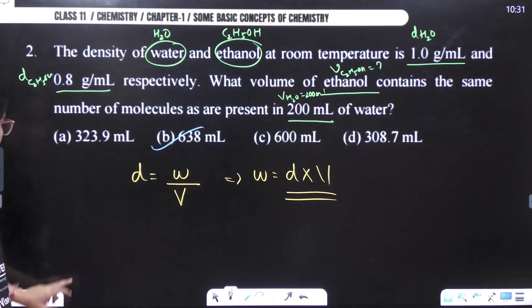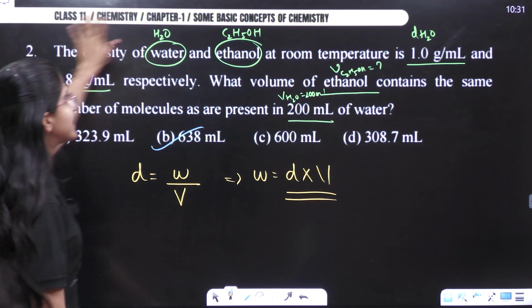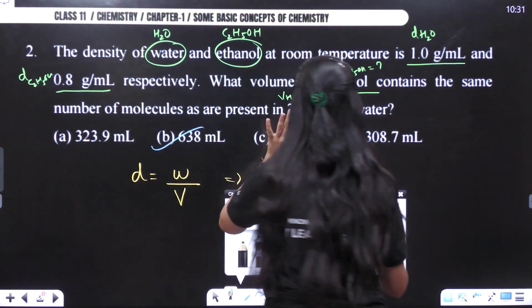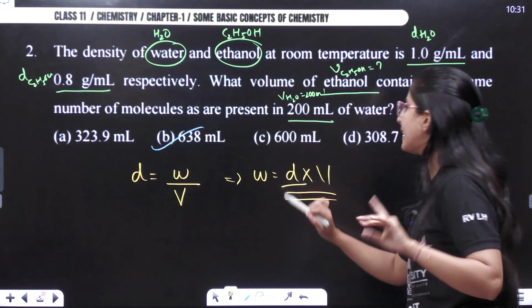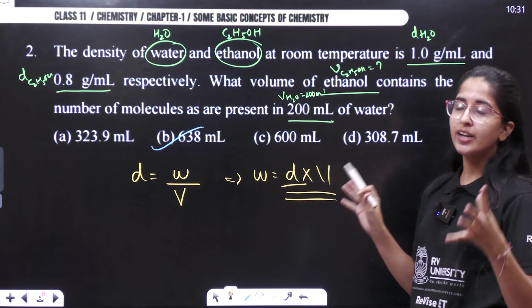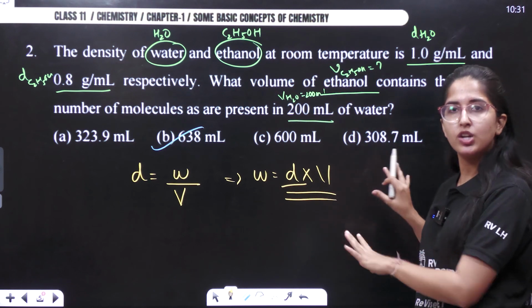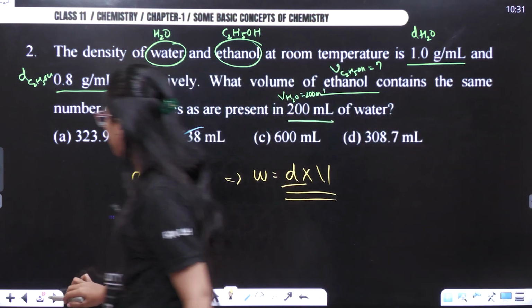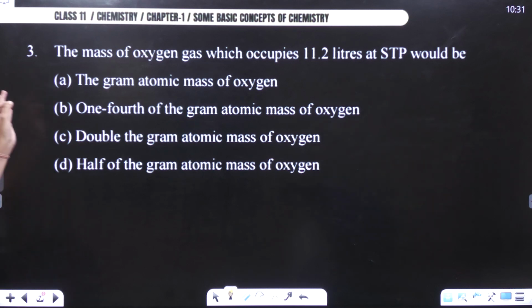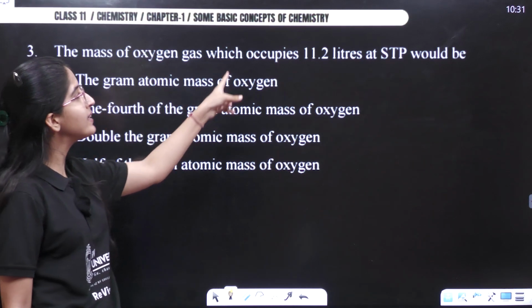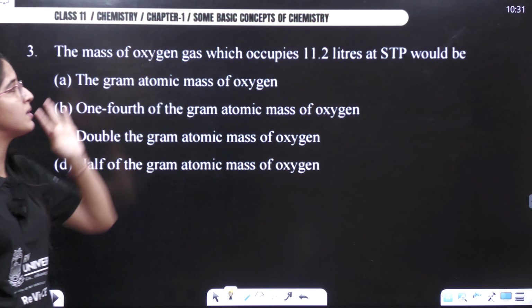Clear? So in the examination, which thing will you do? You will see everything directly and you should calculate this in your mind. Weight is nothing but density into volume, and you will compare both equations. Okay. Now the next question: the mass of oxygen gas which occupies 11.2 liters at STP would be.